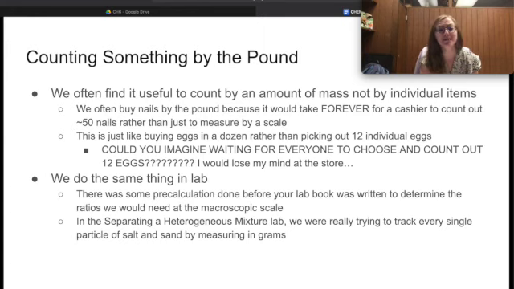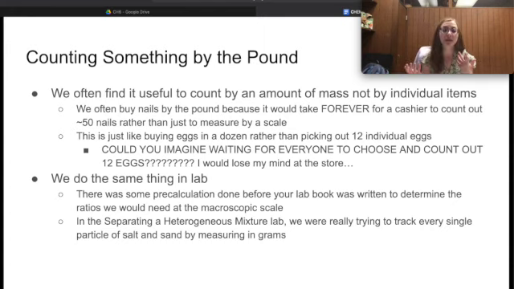The way they could have saved themselves some time is by measuring by the pound. So you might go to the hardware store or the grocery store and find someone measuring things by the pound. We buy our fruits and vegetables that way too. Some of them are easier to count by the individual item. Sometimes it's easier to buy bulk and go by the pound. It just depends upon the scenario, the situation we're talking about.